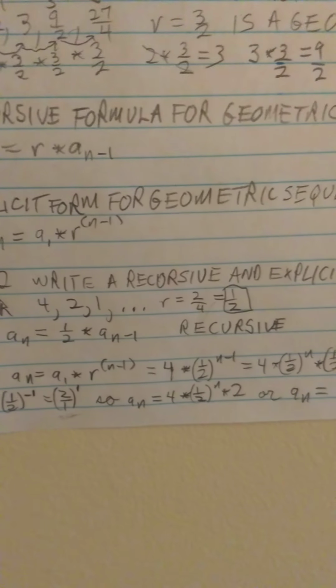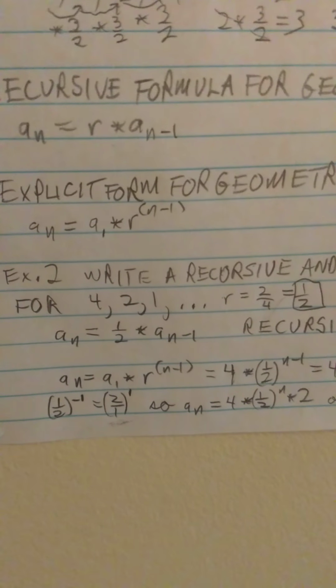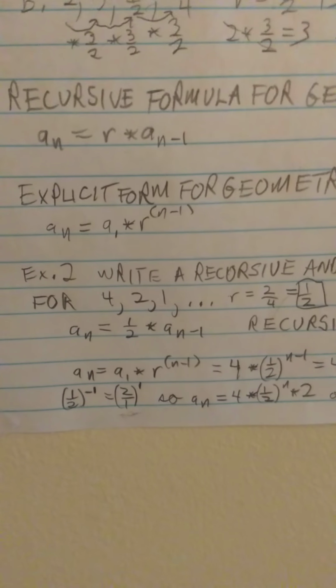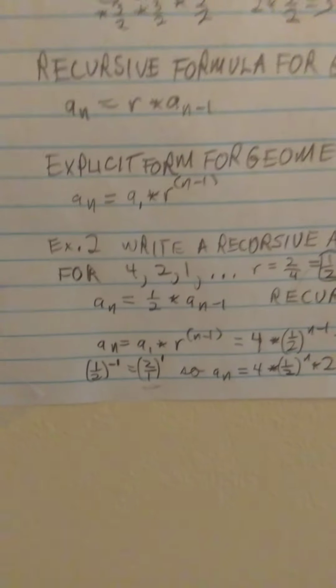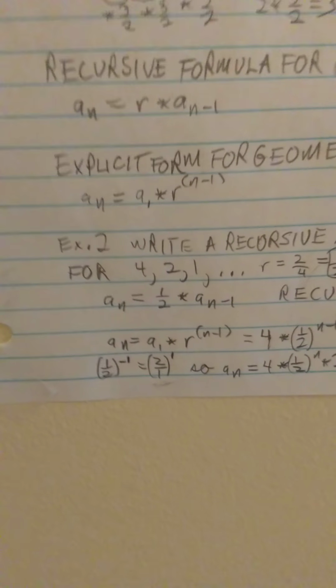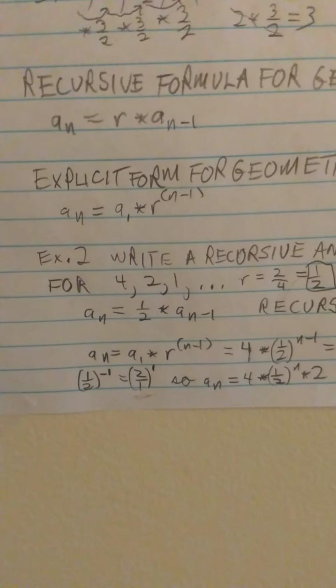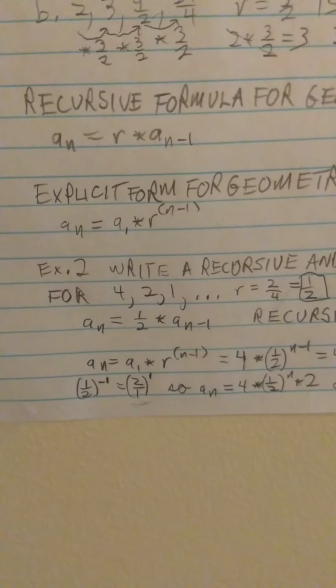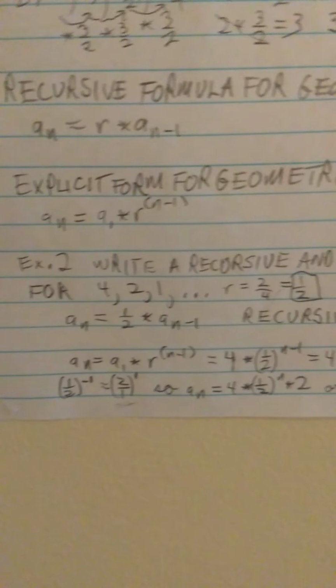And now, just as we did for arithmetic sequences, we have an explicit form which allows me to start at a sub 1 and multiply as many r's as I need to get to a sub n. So a sub n equals a sub 1 times r to the n minus 1.